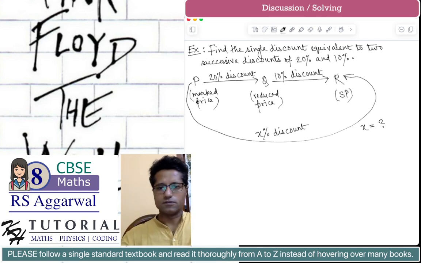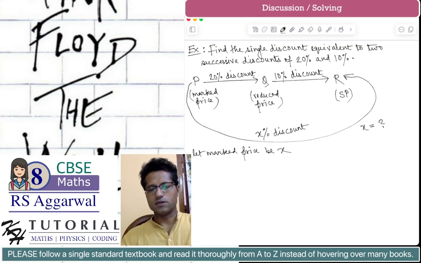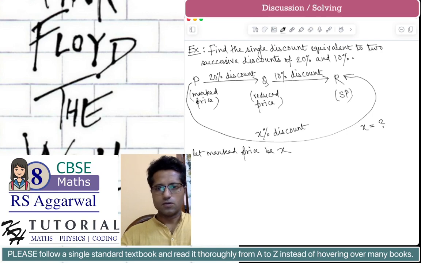So how to solve this problem? Let marked price be X. So I am solving the problem with respect to the diagram I have drawn based on this problem. First, a 20% discount was applied on X, since we are considering mark price, that is P, to be X.